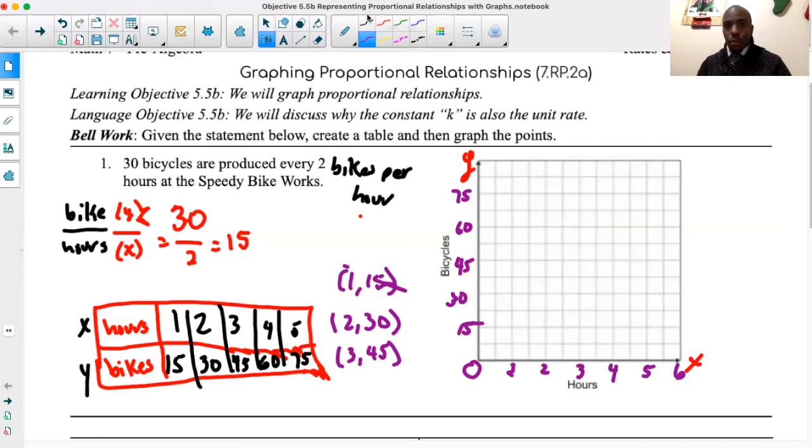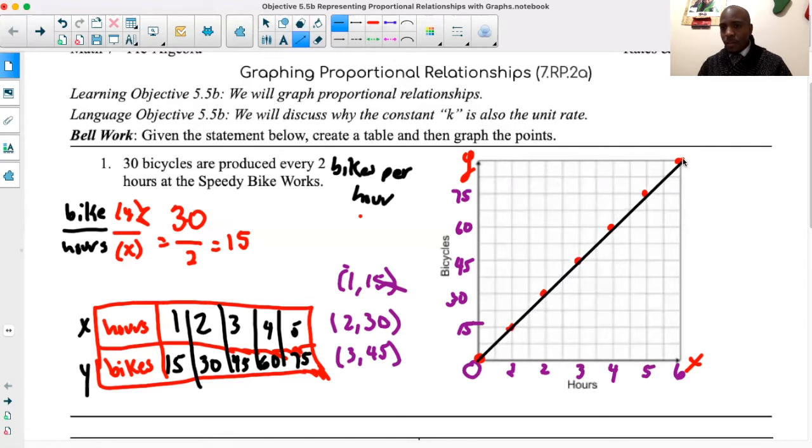So I know when I go to graph this, the first point needs to be at 0, 0. Then at 1 is 15. 2 is 30. 3 is 45. 4 is 60. 5 is that, and 6 would be up here somewhere. Notice, ladies and gentlemen, what this looks like. This is a major point I want to make sure you notice. When we graph proportional relationships, it makes a nice straight line going through the origin, okay?